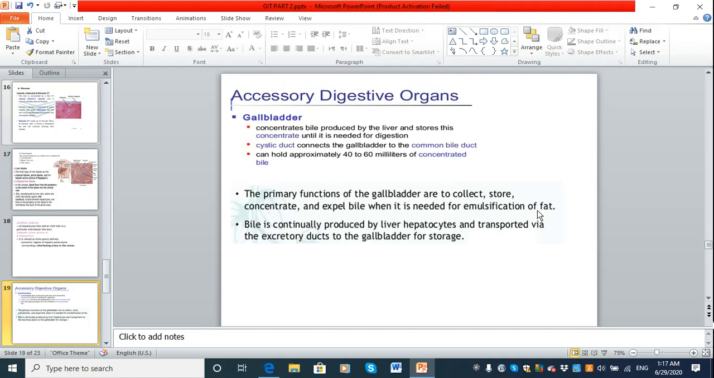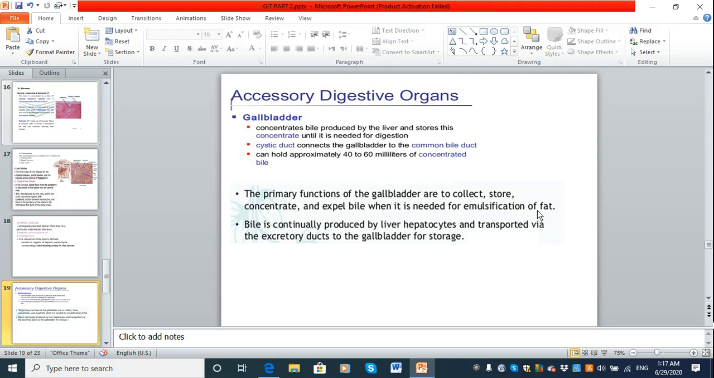Again, we have another accessory digestive organ, the gallbladder. It concentrates the bile produced by the liver and stores it, concentrated in the body of the gallbladder, until it is needed during digestion. The cystic duct is connected to the gallbladder and to the common bile duct, and the gallbladder can hold approximately between 40 to 60 milliliters of concentrated bile.